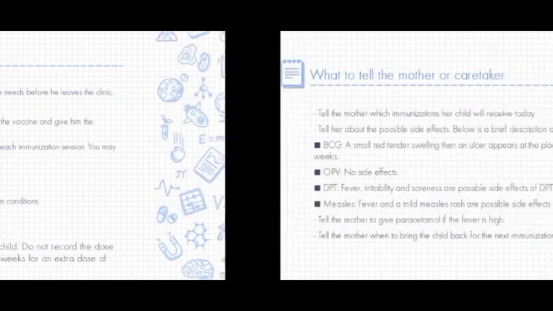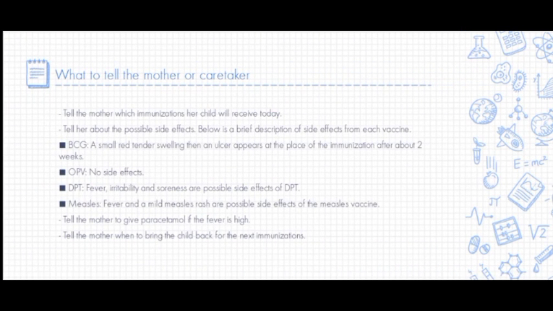And now, what are the things that you need to tell the mother or the caretaker? The first thing is to tell them which immunization her child will receive today. The second thing is to tell the mother about the possible side effects. There are 4 vaccines to discuss.